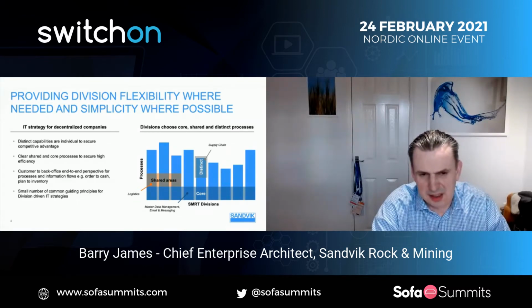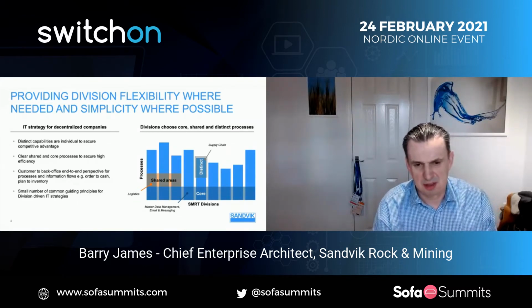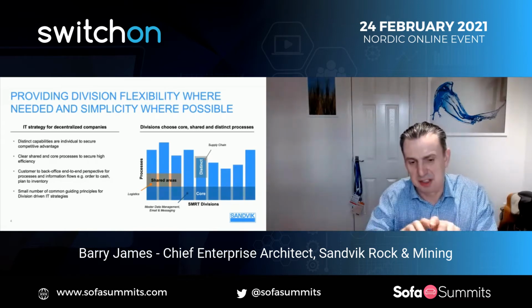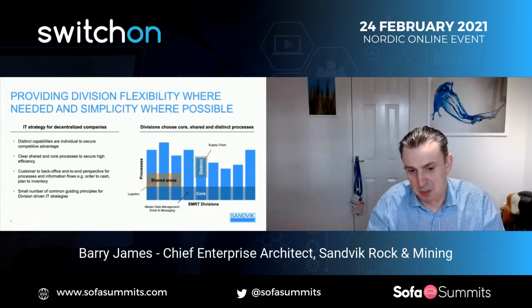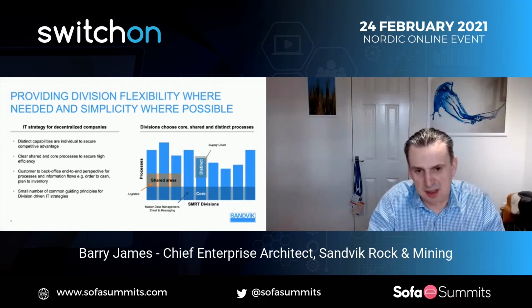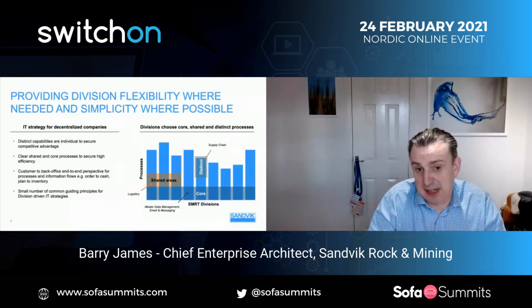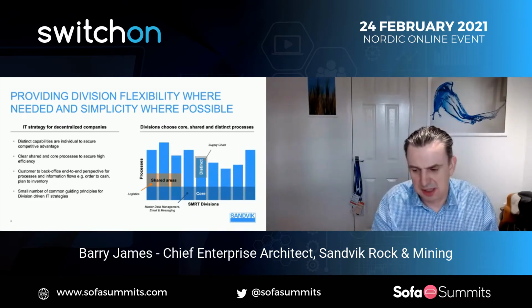So one of the key things was to be clear about these areas. Where we are core, we do things in a common way across the divisions. So we see value in doing things together. Where are we distinct? We want the flexibility and agility to give us competitive advantages. And actually, what areas do we share?